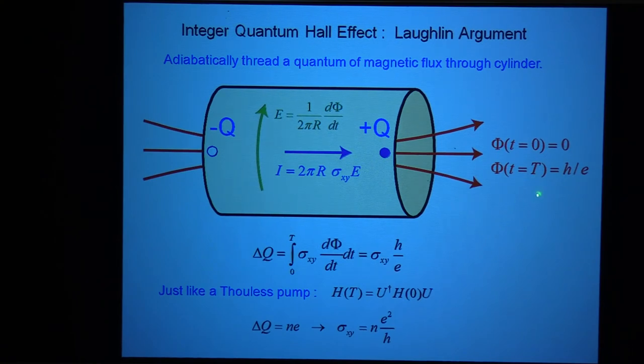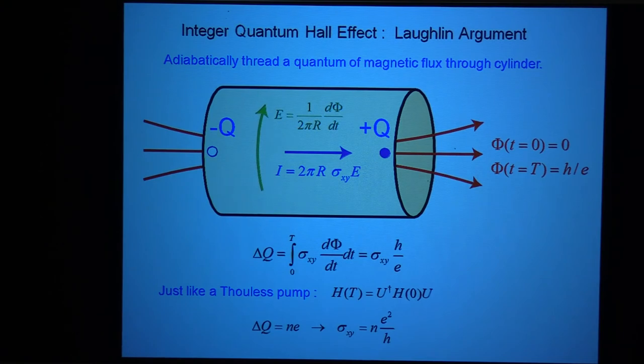Now, the thing that's special about the magnetic flux quantum h over e: of course, the magnetic field is not anywhere where the electrons are, so the electrons don't see the magnetic field. They only couple to the vector potential on the cylinder. What that means is that when the flux is h over e, you can do a gauge transformation where you change the phase of the electrons in a way that advances by 2 pi, a large gauge transformation, which eliminates this h over e flux. So the process of adiabatically advancing the flux by h over e is just like a Thouless pump. You've come back to where you started.